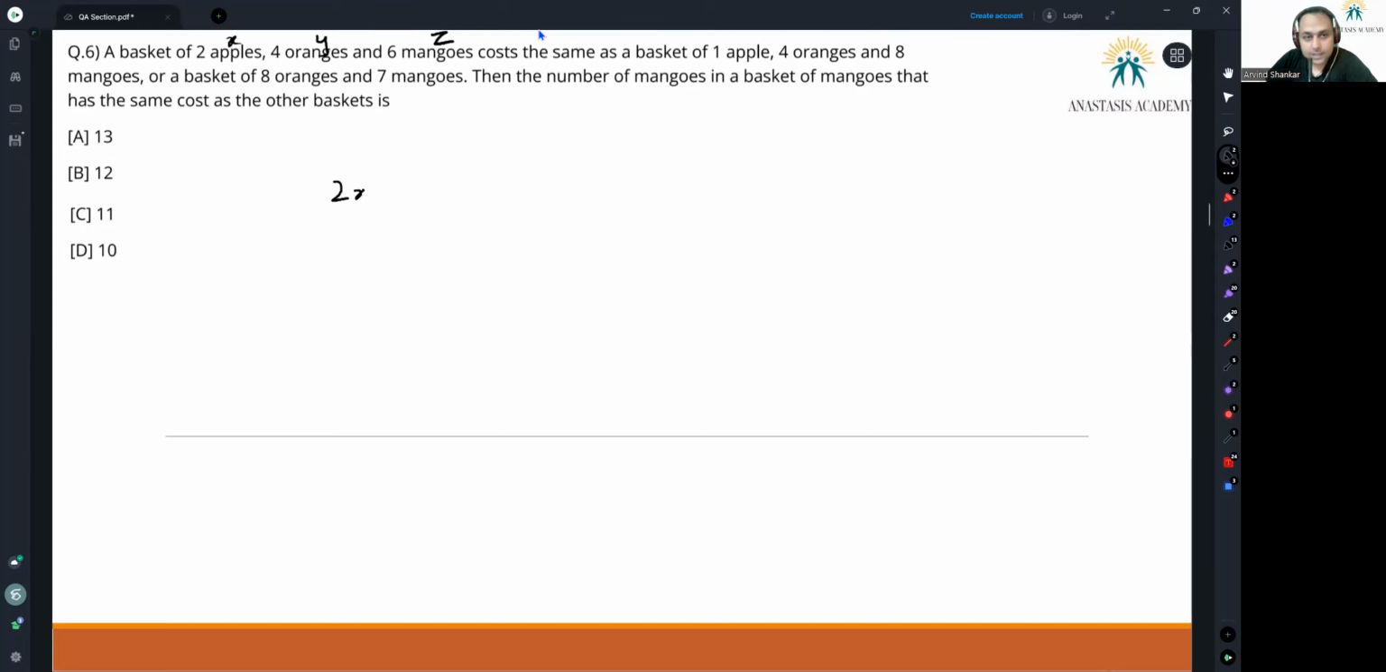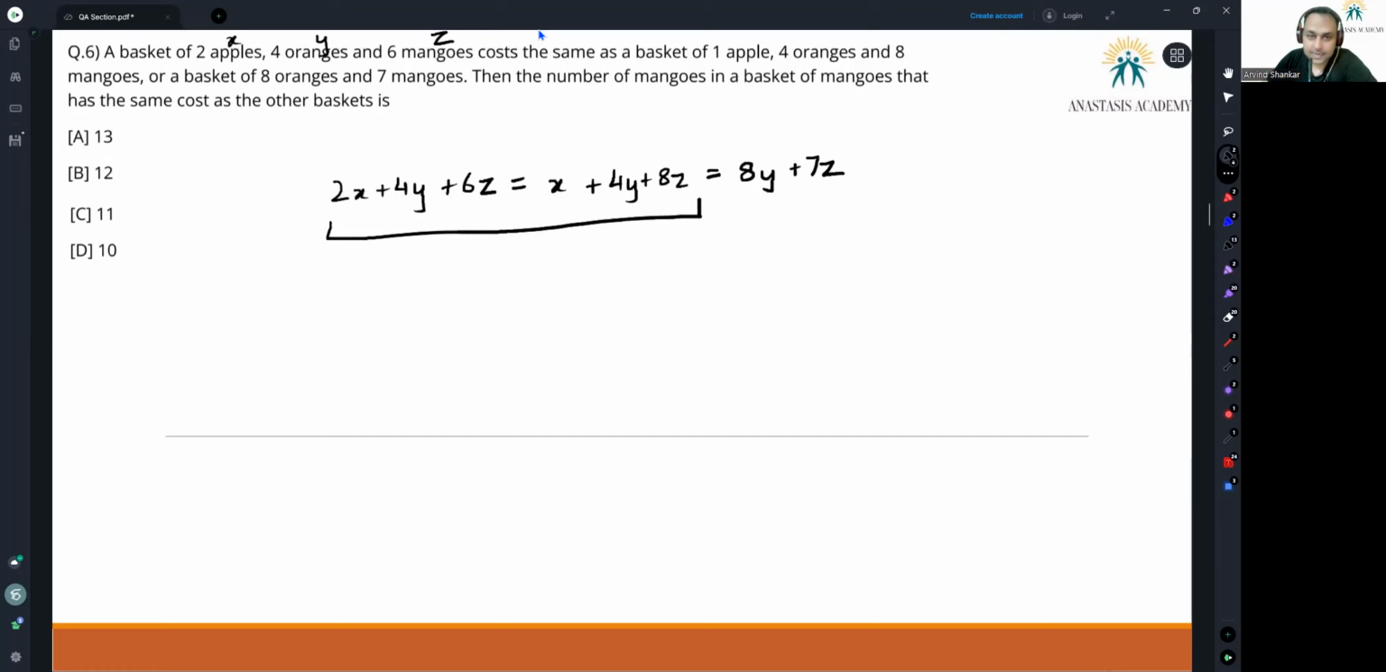So I have 2x plus 4y plus 6z is equal to x plus 4y plus 8z, which is equal to 8y plus 7z. 3 expressions equal to each other. First 2 को देखते हैं. 4y is identical, so x is equal to 2z आ गया. If x is equal to 2z आ गया, तब इन दोनों को कंसिडर कर रहे हैं.